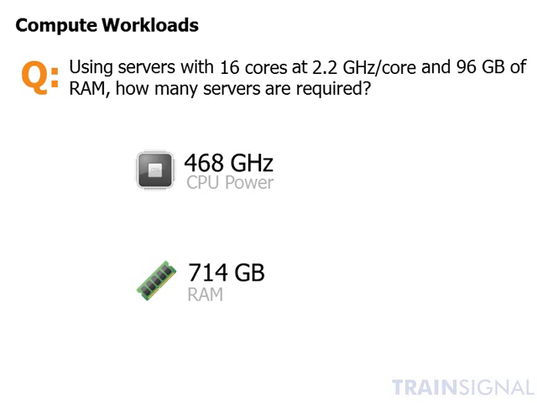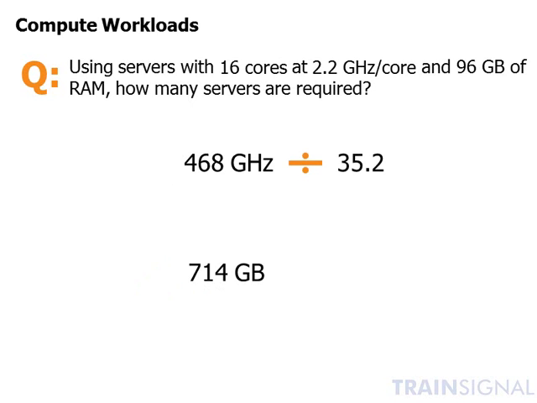Well, at first glance, you would say, well, I'm just going to take this 468, I'm going to divide that here by 35.2. That 35.2, by the way, is 16 cores times 2.2 gigahertz each. And if you were to walk through that calculation, you'd end up with 13.3 servers, or then you'd round that, because we can't have 0.3 servers, to 14 servers required to meet the CPU requirements that were specified in the logical design provided in the scenario information.